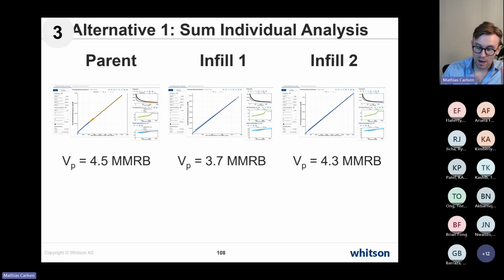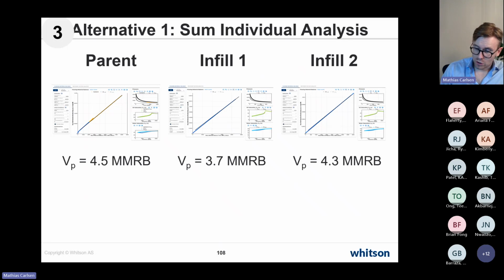And if you did that, the parent would give you 4.5 million reservoir barrels. Infill 1 would give you 3.7, and infill 2 would give you 4.3. So as I mentioned, the parent takes a little bit more than SRV, infill 1 a little bit less than SRV, and infill 2 about what the SRV is.